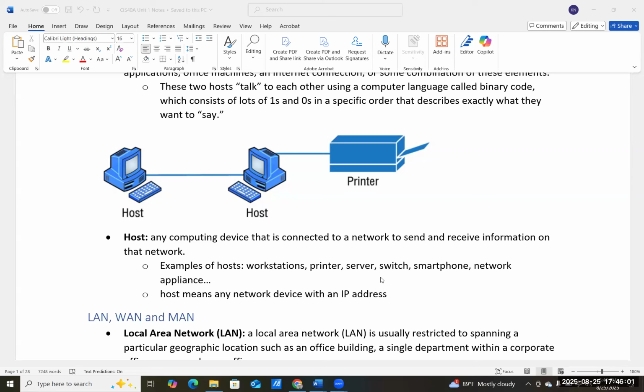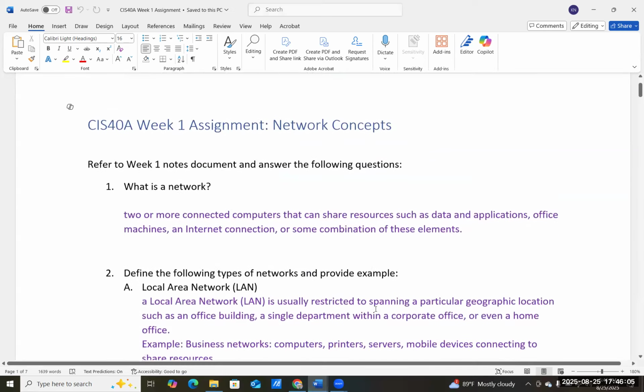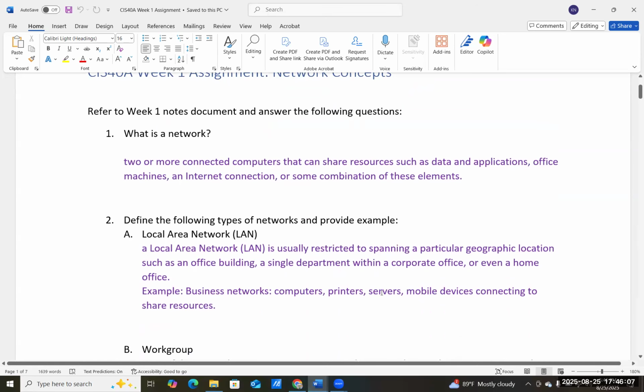Okay, so let's answer some questions. For our assignment, number 1 asks you, what is a network? We talked about how it consists of 2 or more connected systems. You can wirelessly connect it. You can connect it with cables. And ultimately, we build a network to share resources. A network exists so that we can share data.